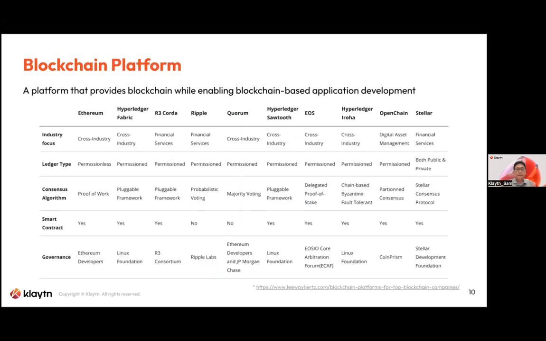And what is a blockchain platform? A blockchain platform is a platform that provides a blockchain data structure while enabling blockchain-based application development. These are a list of old blockchain platforms, but you can see that there are many. They might be using different consensus algorithms, and they target different industries and so on. But again, the primary goal of these platforms is to provide an environment where users can save their data or write programs using the smart contract concept and so on.